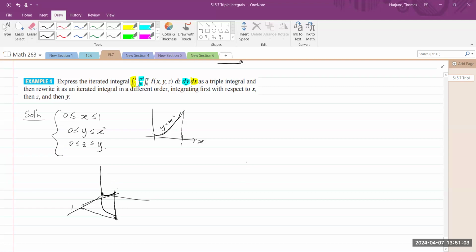Maybe it's better if we see it from a slightly different point of view. Let's say this is our x, this is our y, and this is our z, 0 to 1. That's the curve, right? And then it goes like this. Oh no, this is not a good point of view.